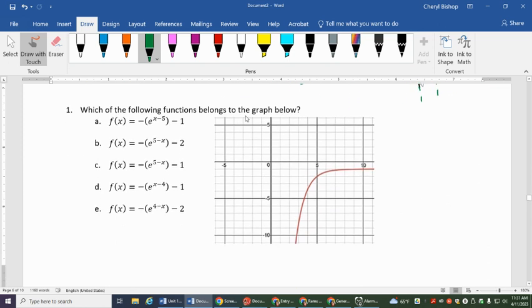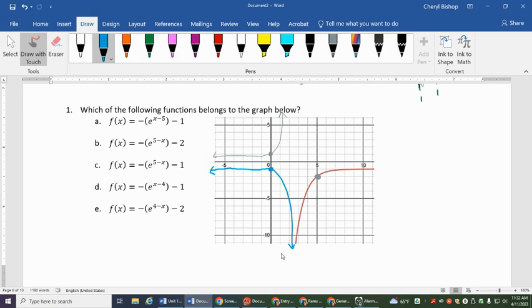All right, which of the following functions belongs to the graph below? Okay, so let's talk about what's happening. These are exponential, which means normally it would look something like this. That's what it would normally look like. My goal is to get to this point right here. It looks like it has flipped over this way to get it to be upside down.